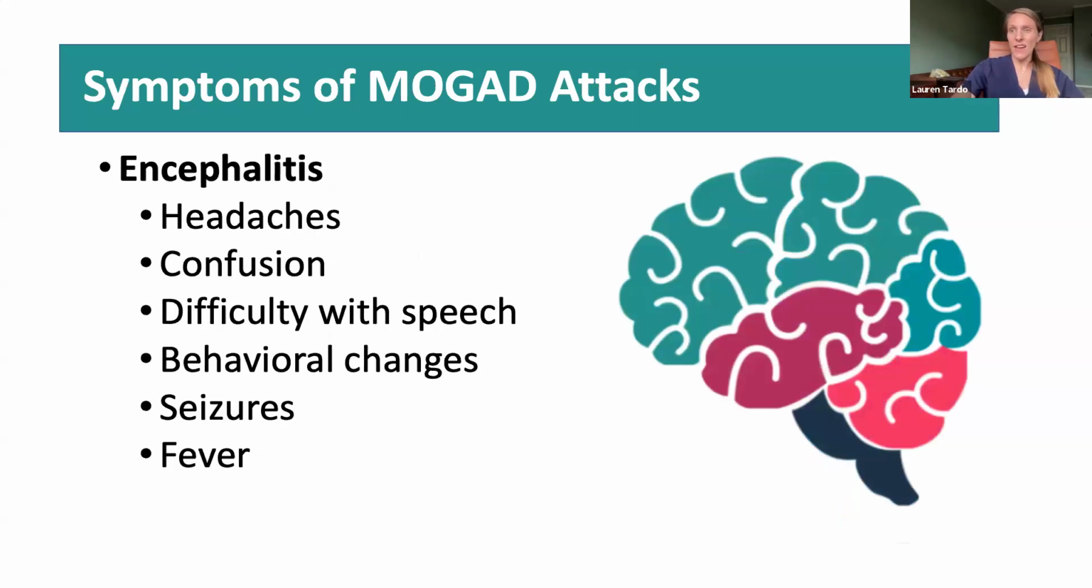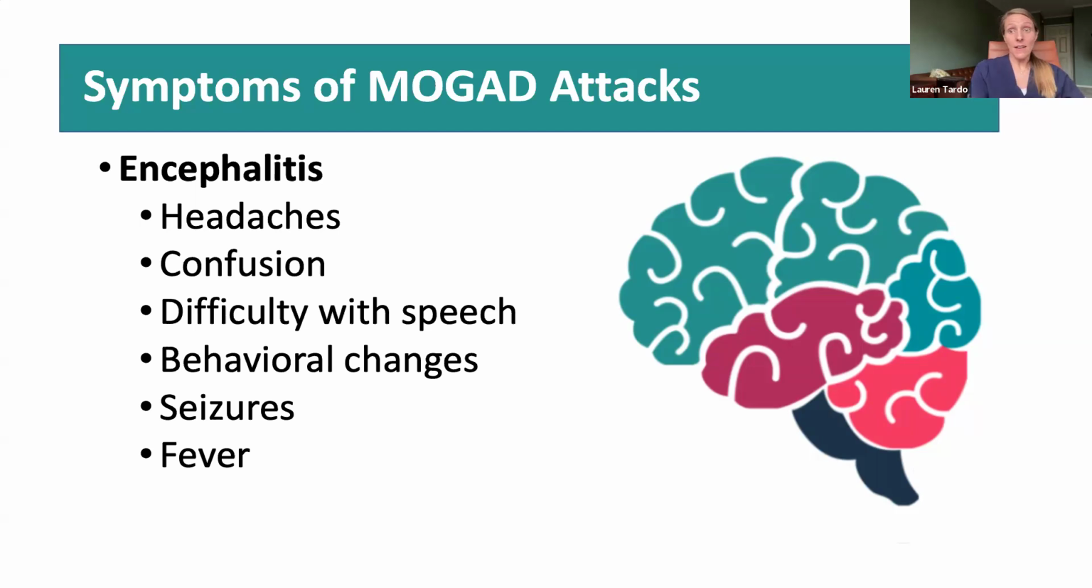The next is encephalitis, and these next ones are a lot rarer than transverse myelitis and optic neuritis. But this can present a lot of different ways. Patients can have headaches, confusion, speech changes, behavioral changes, they can sometimes have seizures related to this, and sometimes even fevers. Again, this one is not as common, but we found it quite a few times here at our center when we didn't think we were going to find it.